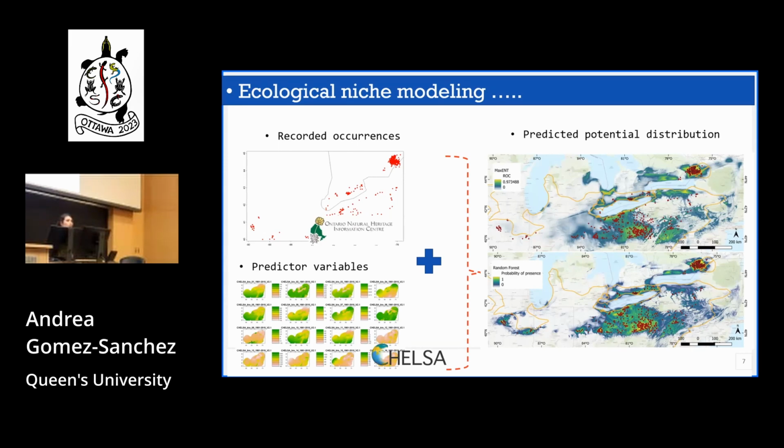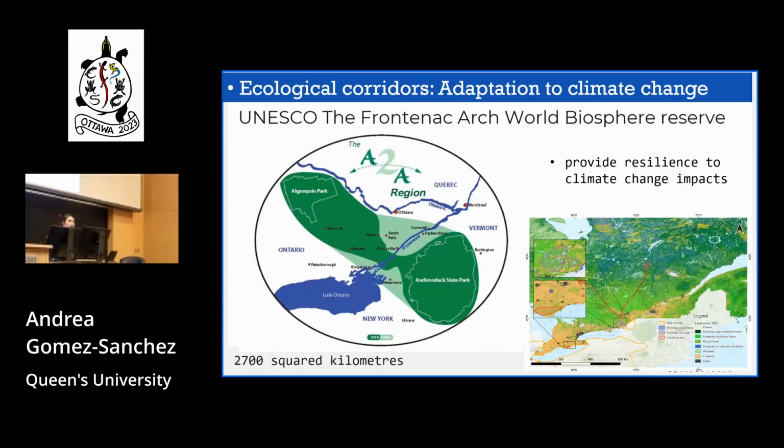We're using the occurrence data of the Natural Heritage Information Centre with climatic variables to predict the future distribution under different climatic scenarios. And we are interested in this because we expect that these results, combined with functional habitat, could help us to inform strategies to conserve the species in Canada.